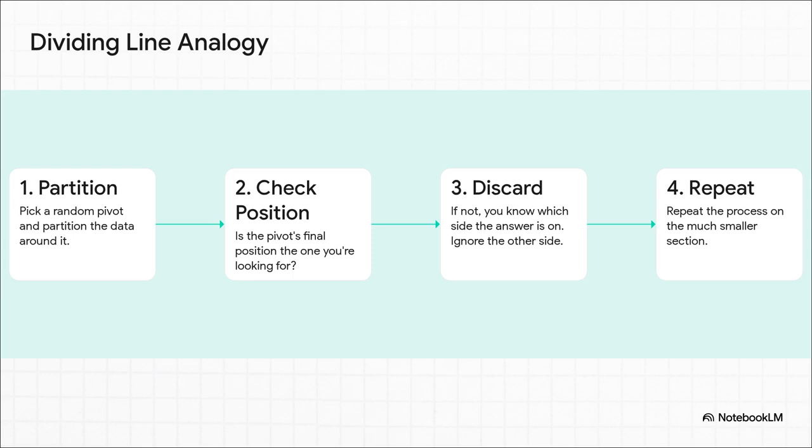You ask, if this data were sorted, would my pivot be in the exact spot that separates the top K items from everything else? If the answer is somehow yes, congratulations, you're done. But most of the time it won't be. Let's say your pivot landed too far to the left. Well, now you know for a fact that the real answer has to be somewhere on the right side of the line, so you can completely ignore the entire left half of the data and just repeat the whole process on a much, much smaller piece. You just keep dividing and conquering until you find that exact spot.